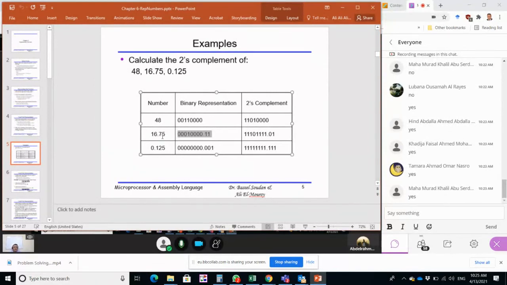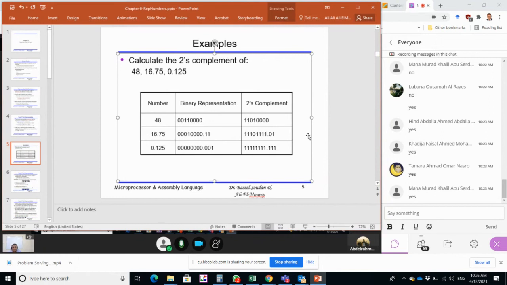Can I represent 16.75 in binary? Yes. Can I represent minus 16.75? Yes, also. All what I have to do is to get the 2's complement of the fixed point binary representation. So fixed point can be used for positive and for negative, or I can use the 2's complement to represent the fixed point representation. And the fixed point representation is for real numbers.